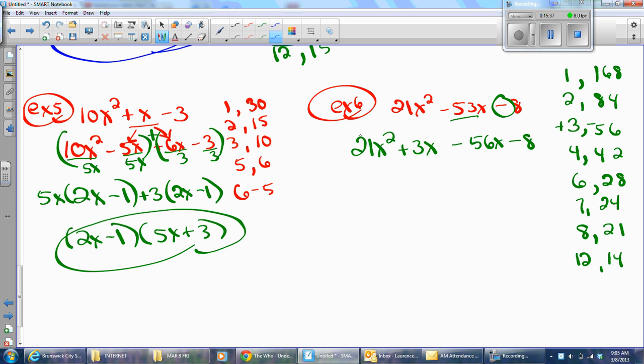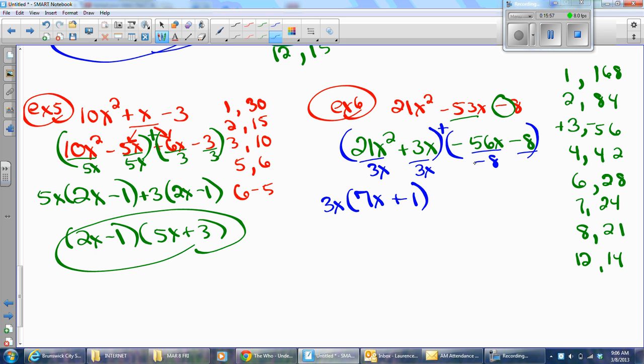Time for my actual grouping. Grab that sign. GCF looks like it's going to be a 3x. Pull that 3x out, and I'm going to get 7x plus 1. And then I'm going to pull out the negative 8 here. They're both negative, so I'm pulling out a negative. You guys know that. And that'll be 7x plus a 1. And look at that. 7x plus 1 times the quantity of 3x minus 8.